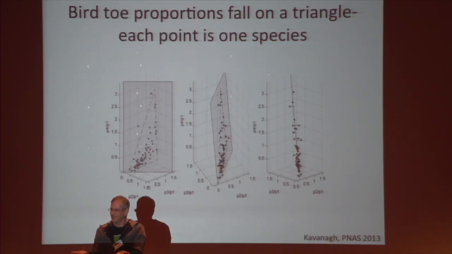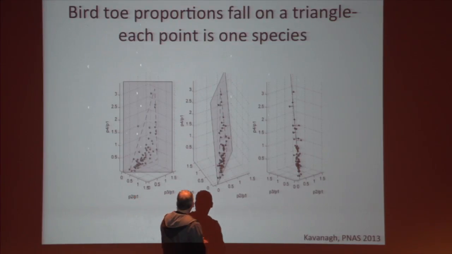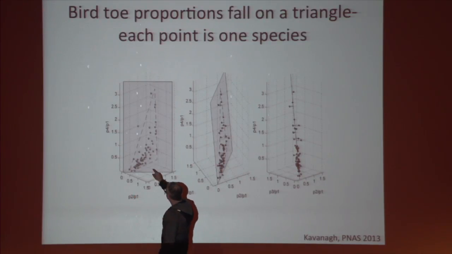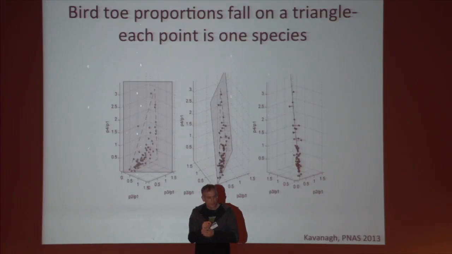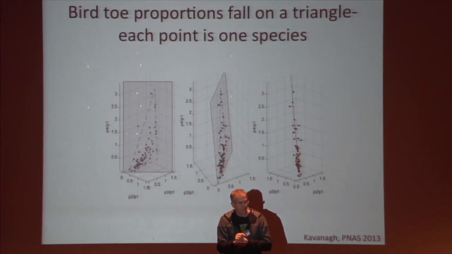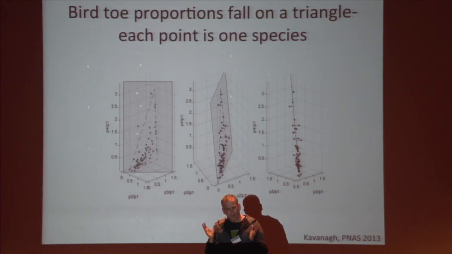Now, what I want to ask is, if we look at the chicken here, it's one point. That's the average over all the chickens in the sample. Now if you look at individual chickens, they're different from each other, right? So they form a cloud.